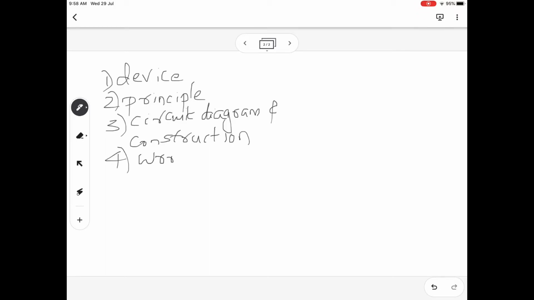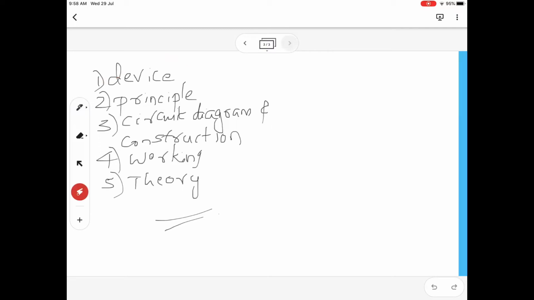Then first, the way of working. At last, the theory, which includes all the equations we are using to meet the aim. So let us see the steps or the topics one by one.